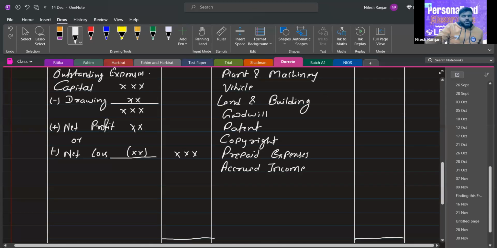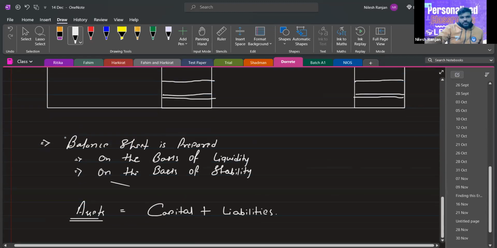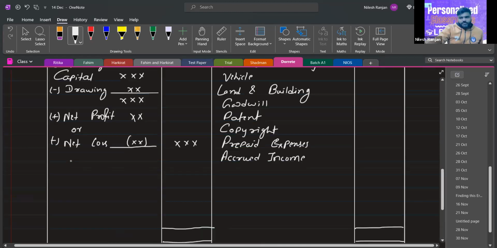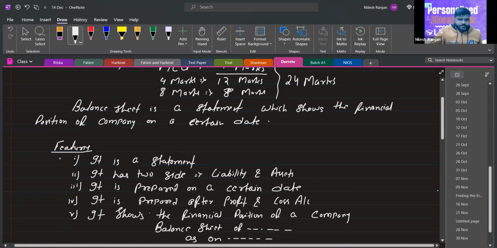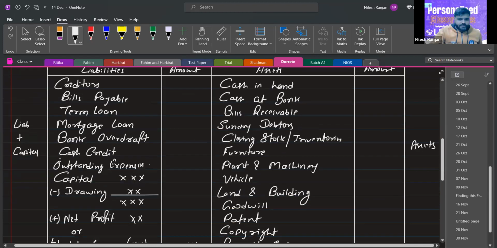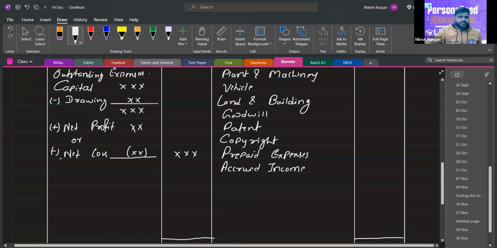Okay. So now the second method, on the basis of stability. Can I write it down? Yes. Please. No, sir, I mean the last thing. Yes, sir.